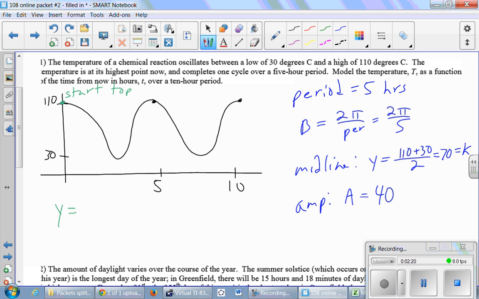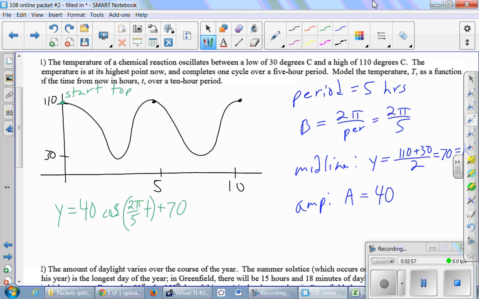So we'll put our amplitude first, 40 cosine, the period was 2 pi over 5, times, now normally there's t and then the horizontal shift, we'll leave that blank, and then plus the k value, the midline, which is 70. But in this case, it is just naturally a cosine, and it doesn't need to shift horizontally at all. So it's really just 2 pi over 5 times t. So we can get rid of all this extra stuff and just make it cosine of 2 pi over 5 t plus the middle.